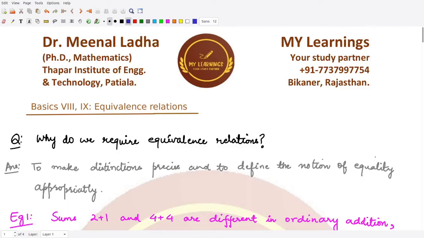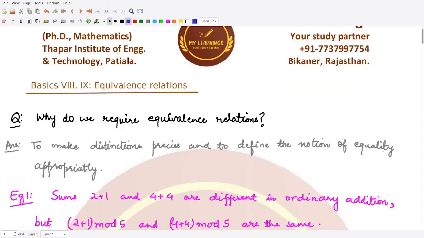Now first of all, why do we require to study these equivalence relations, before understanding what they are? Let's answer this question, because in certain instances we want to make distinctions and define the equality of two different objects and things very precisely. So that is why equivalence relations are required, right?